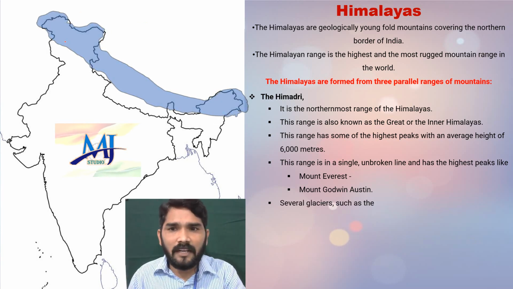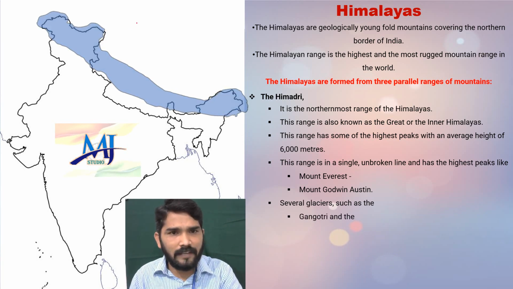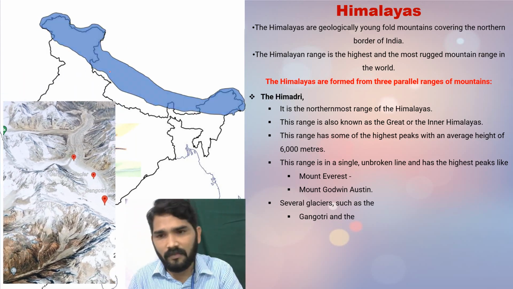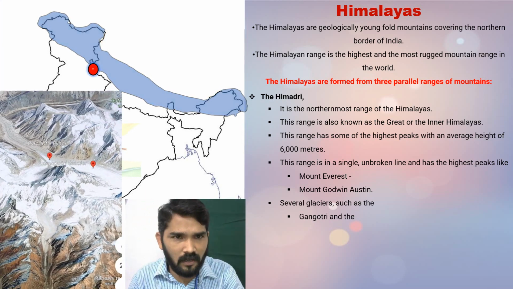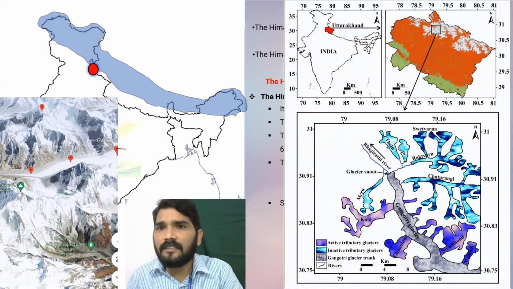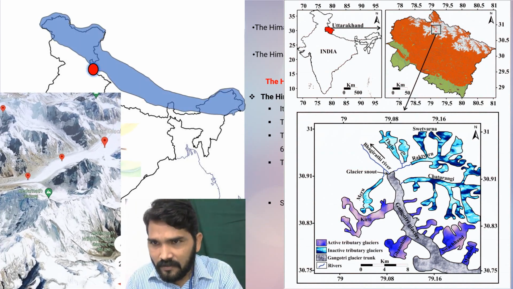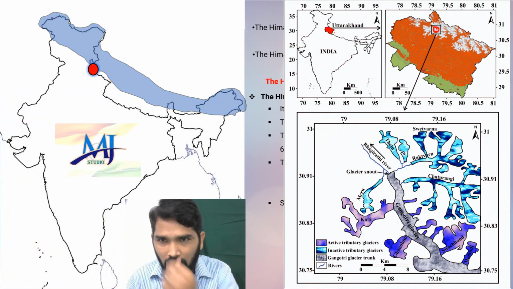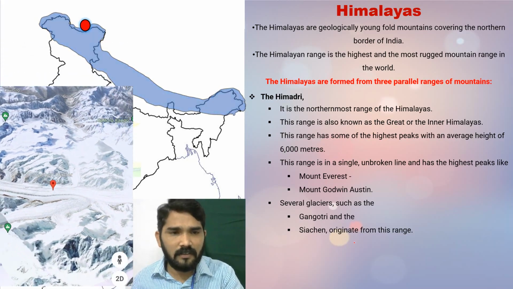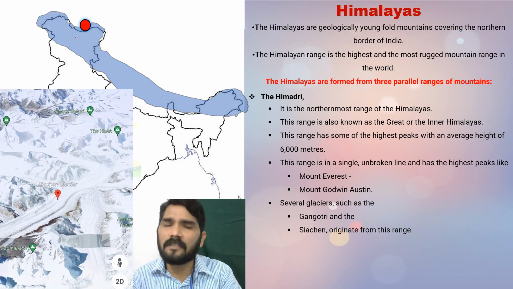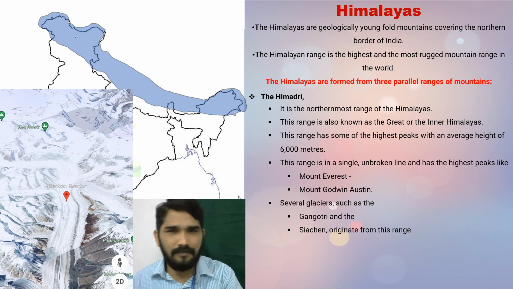And then there are several glaciers such as Gangotri Glacier. Gangotri Glacier is the source of river Ganga, from where the river Ganga originates. This is Gangotri Glacier, as you can see, it is blinking on the screen. Exactly here, this area is Gangotri Glacier, very close to Uttarakhand. The next one is Siachen Glacier, and Siachen Glacier is the world's highest battlefield that we have.